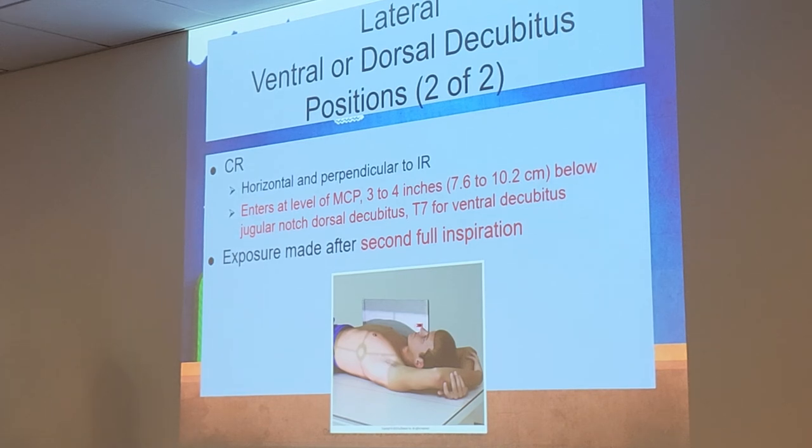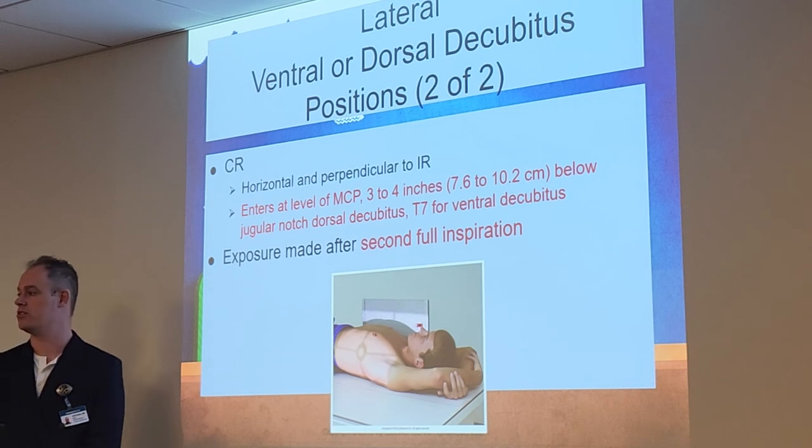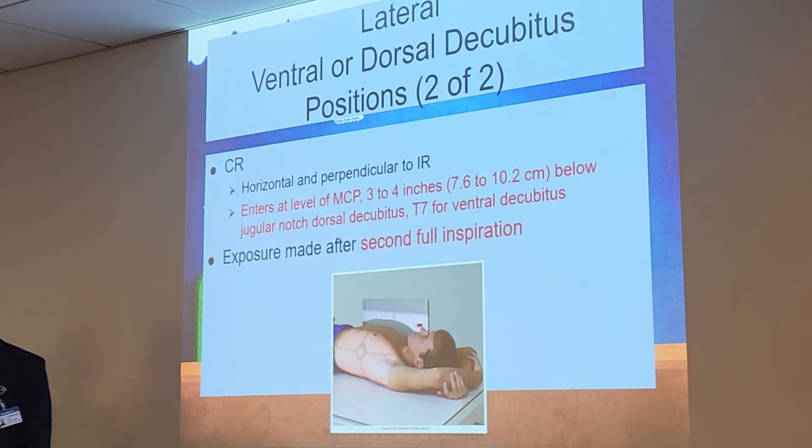Since you're also going to line up that crosshair with the patient's MCP, it's not in your notes, but you can add that as well, just like you would for a regular lateral chest x-ray. You're just lying down. I've never done a ventral or dorsal decubitus. It's super rare. But the regular decubitus is left lateral and right lateral. We do those all the time.